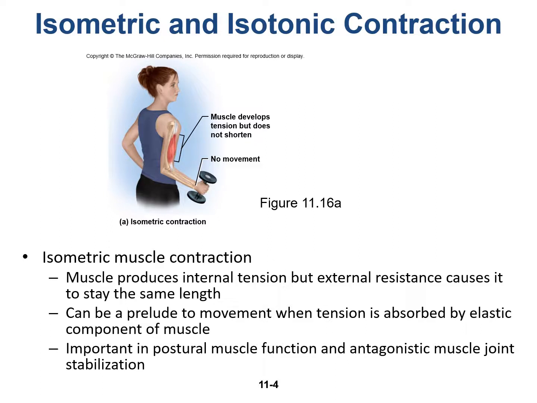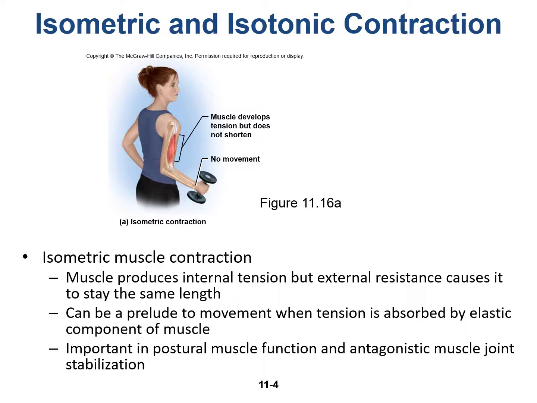Okay, so there's a couple of terms related to types of contraction of muscle tissue. These are isometric and isotonic contractions. With an isometric muscle contraction, what happens is the muscle produces internal tension, so tension is being generated at the sarcomere level, but the external resistance is causing that muscle to stay the same length. So there's too much resistance to actually see a change in length, at least for a very brief period of time. So this can be a prelude to movement when the tension of, say, picking up a heavy weight is going to be initially absorbed by the elastic filament components of muscle.